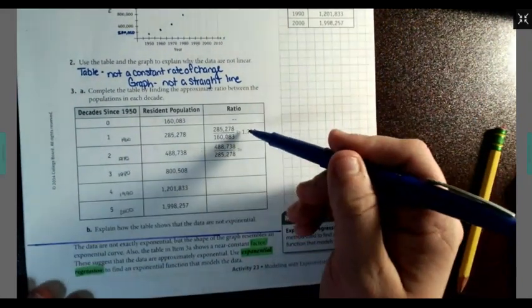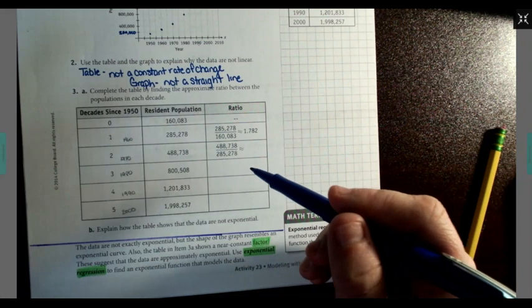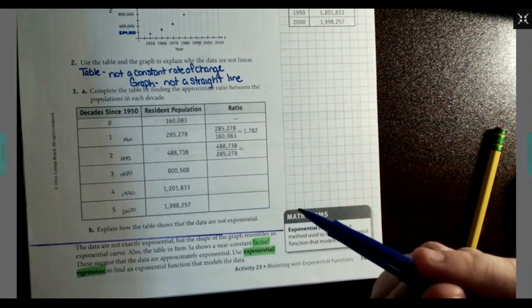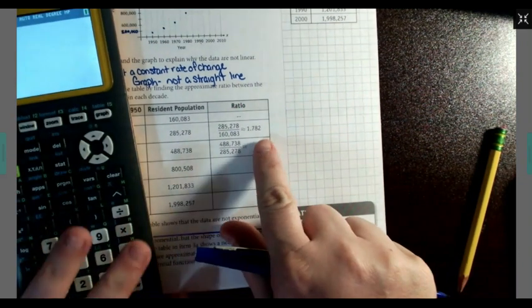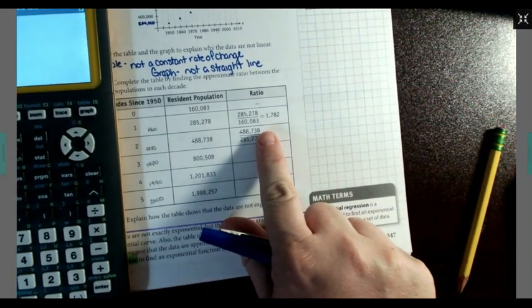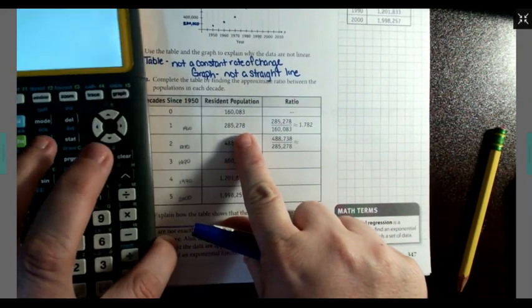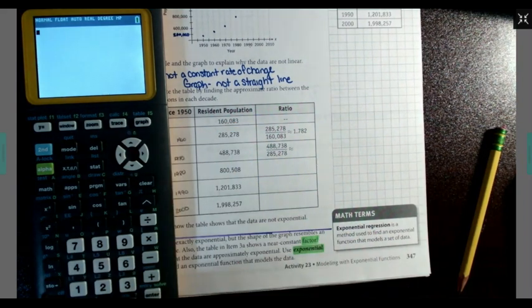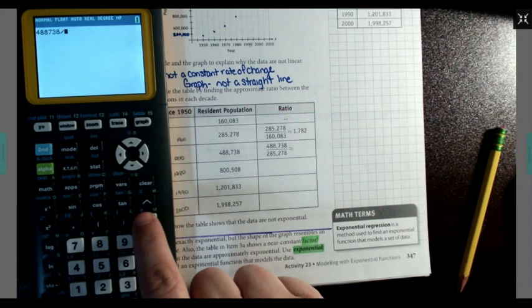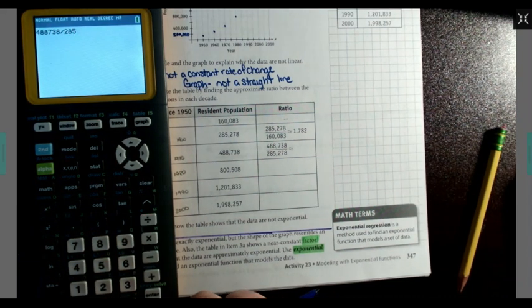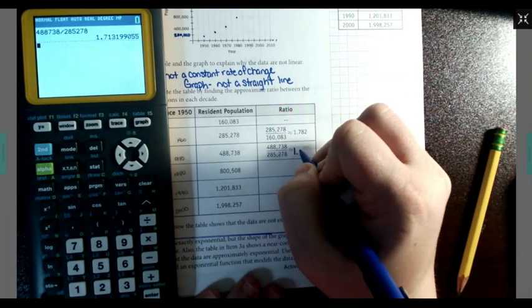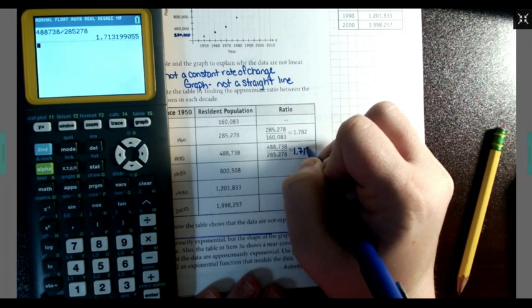But now to find the ratio, they're taking the amount current, dividing it by the previous amount. So we're going to roll through the rest of these. They've done 1960 for us. They did 285,000 divided by 160. Now we're going to do 488,738 people divided by 285,278. This is approximately 1.713.